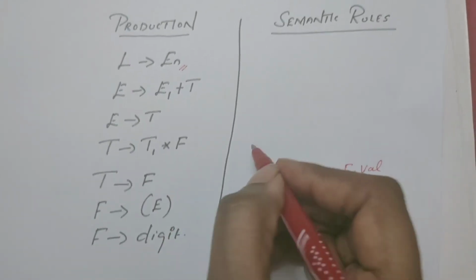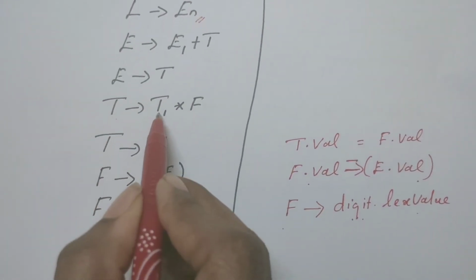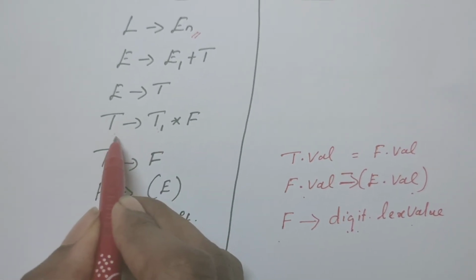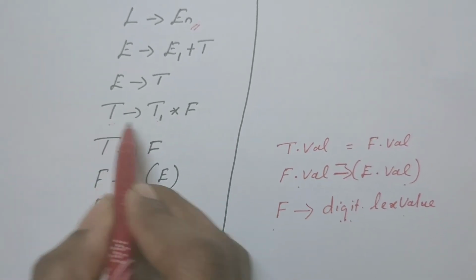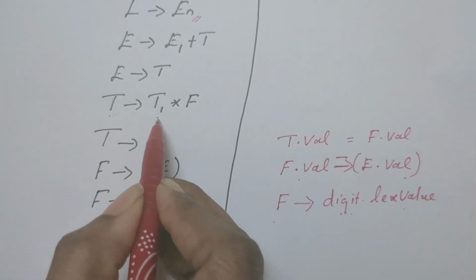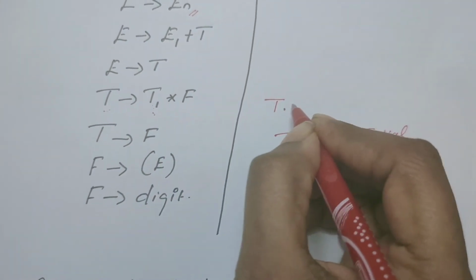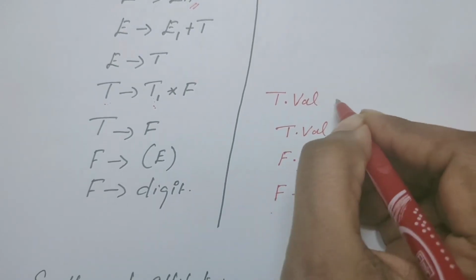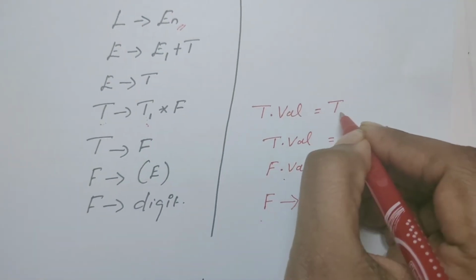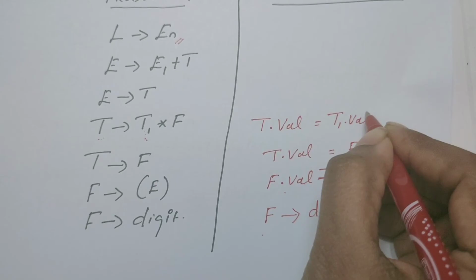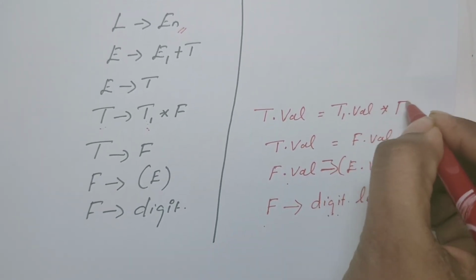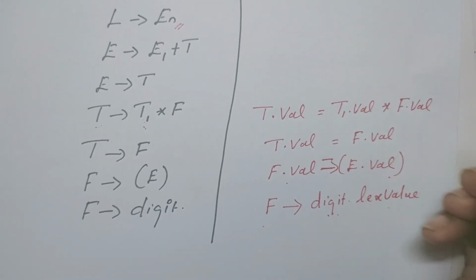What this production rule says: since the non-terminals are one and the same, in order to differentiate them, this is known as T and this is being called T with the subscript 1. So how do I write this? T.value, the value of T, is nothing but T1.value into F.value.